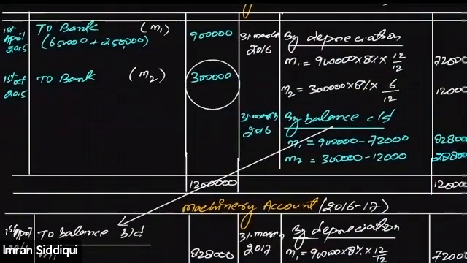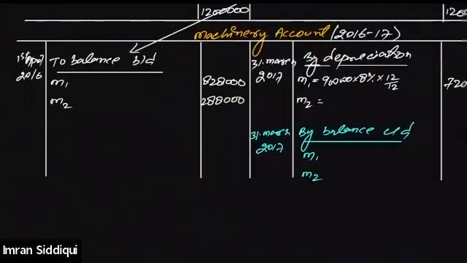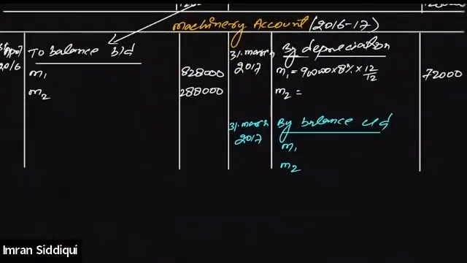Machine 2 was bought for rupees 3 lakh in the previous year, and we will be charging depreciation on the same amount. On 3 lakh, we'll calculate depreciation at 8% per annum, but this time not for 6 months. We'll calculate depreciation at 8% for the entire year, because this machine is held in the year 2016-17 for 12 months. So this time depreciation on this machine will be 24,000. I hope this point is clear, everybody.